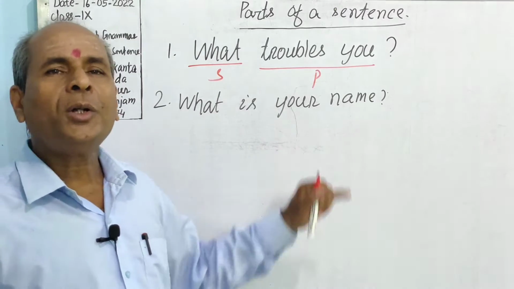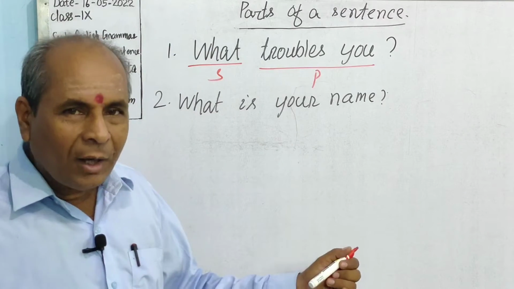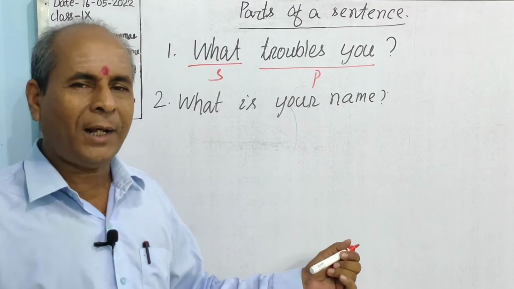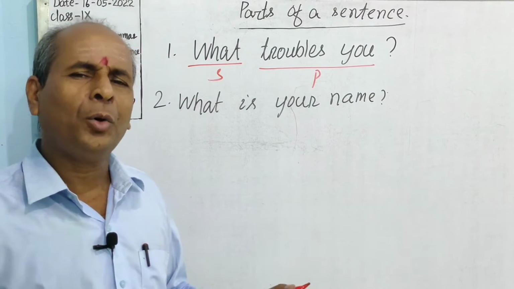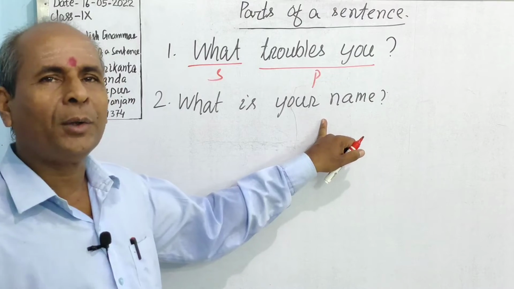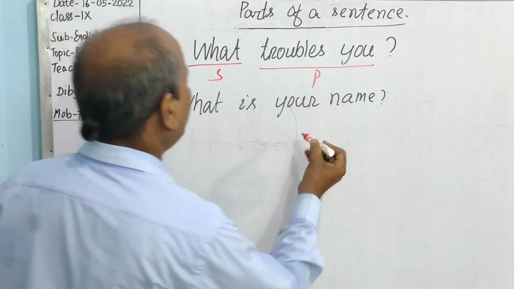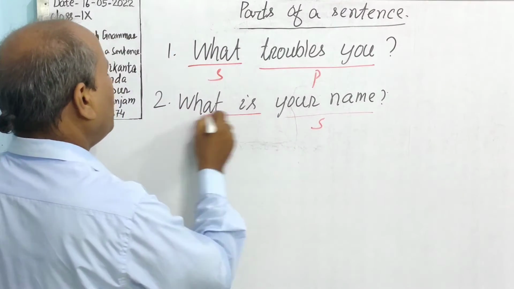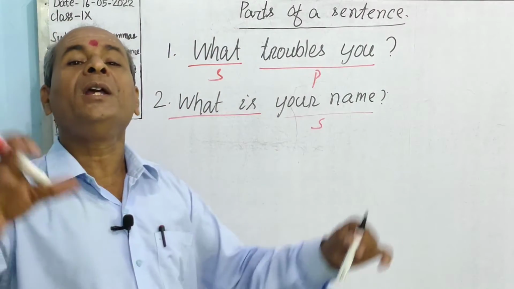What is your name? My name is Ankita. My name is Ipsita. My name is Suresh. My name is Pinku. So this is the head word. We can say your name is the subject. So what is the predicate? What means your name is what?